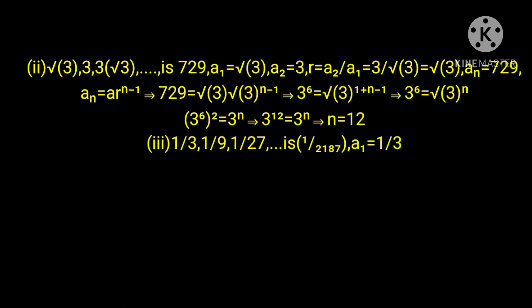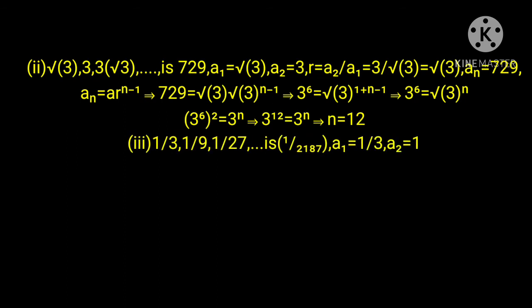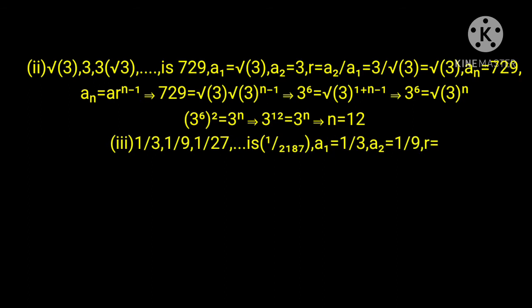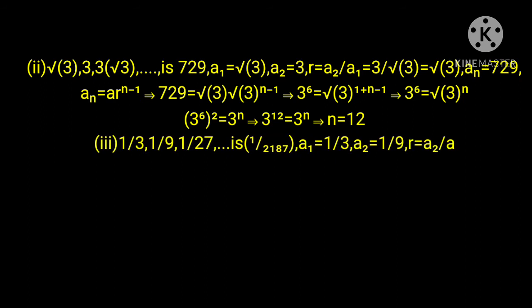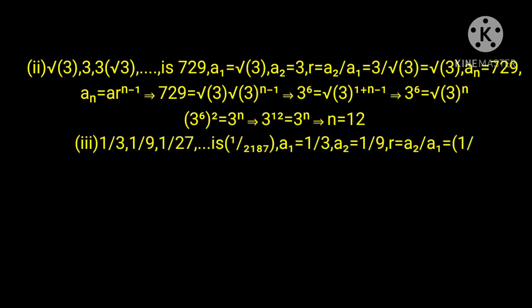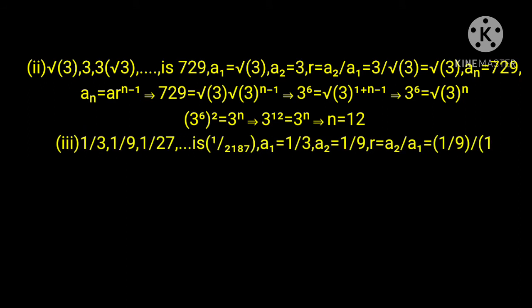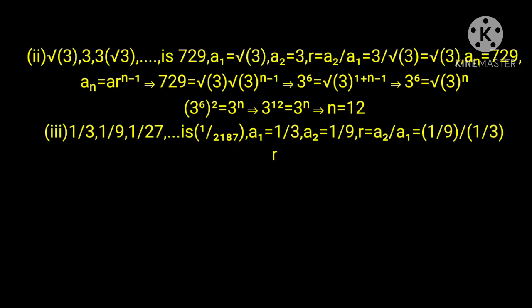Third question: 1 by 3, 1 by 9, 1 by 27 and so on are in GP, and an is 1 by 2187. Here a1 is equal to 1 by 3 and a2 is equal to 1 by 9 and r, the common ratio, is equal to a2 by a1 is equal to 1 by 9 by 1 by 3. R is equal to 3 by 9 and that is equal to 1 by 3.